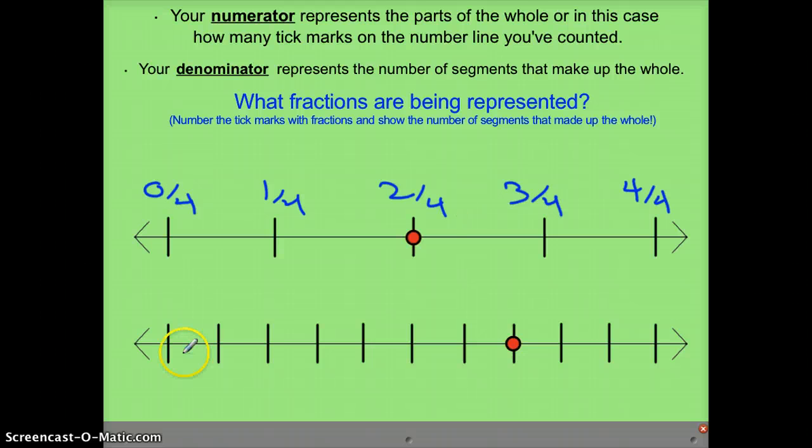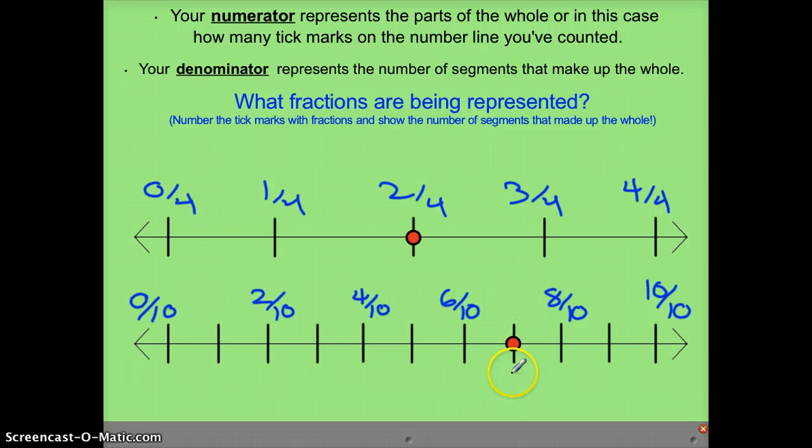One more. 1, 2, 3, 4, 5, 6, 7, 8, 9, 10 spaces or 10 segments. That means my first fraction is going to be 0/10. I'll go ahead and skip one, do 2/10, 4/10, 6/10, 8/10, and 10/10, or 1 whole. And I'll think here, even though it doesn't have a fraction, I see it's 1 greater than 6/10, 1 less than 8/10. The number being represented must be 7/10.